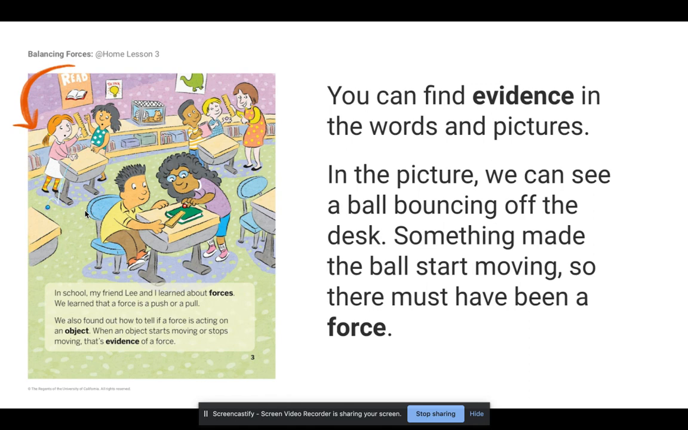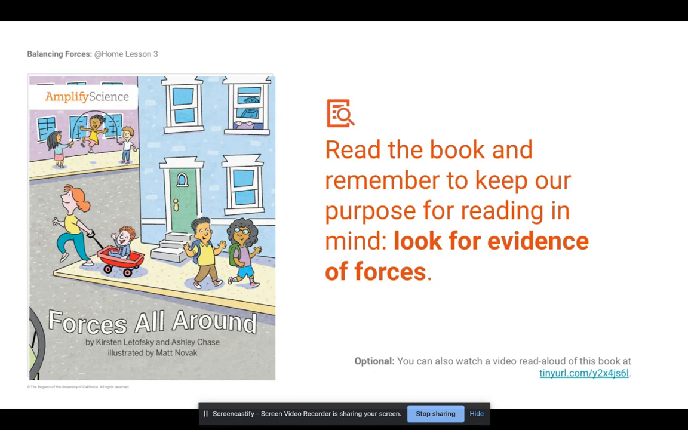We're going to continue by reading the rest of the book. Remember to look for evidence as we're reading the book. You can look for evidence in the words or in the pictures.